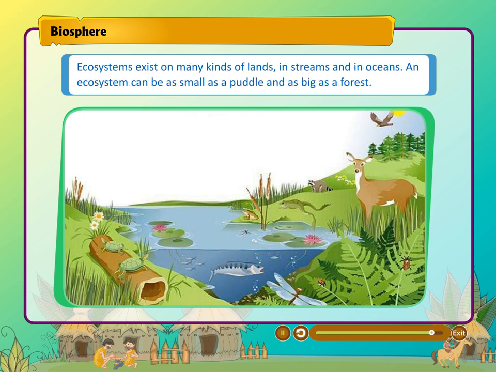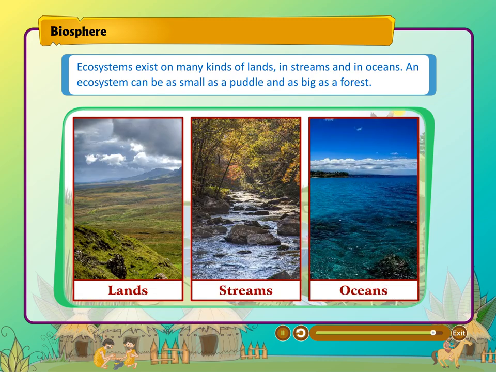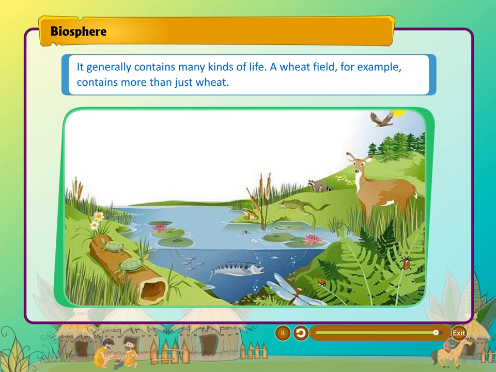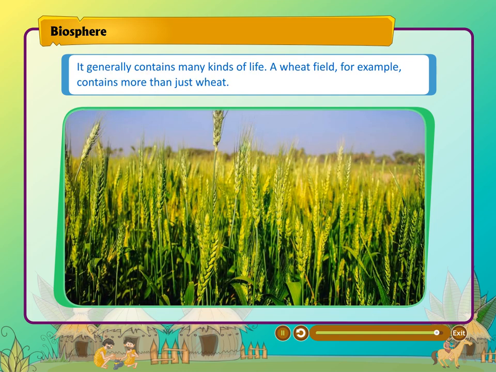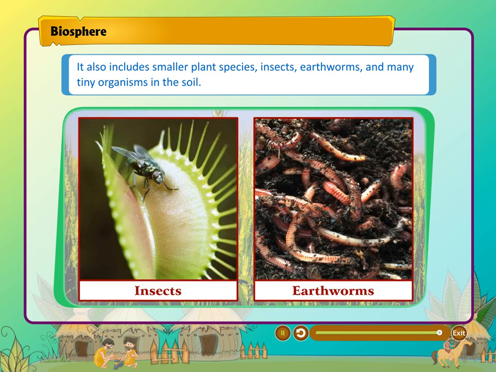Interaction between living things with one another and with the environment of the place is called ecosystem. Ecosystems exist on many kinds of lands, in streams and in oceans. An ecosystem can be as small as a puddle and as big as a forest. It generally contains many kinds of life. A wheat field, for example, contains more than just wheat. It also includes smaller plant species, insects, earthworms, and many tiny organisms in the soil.